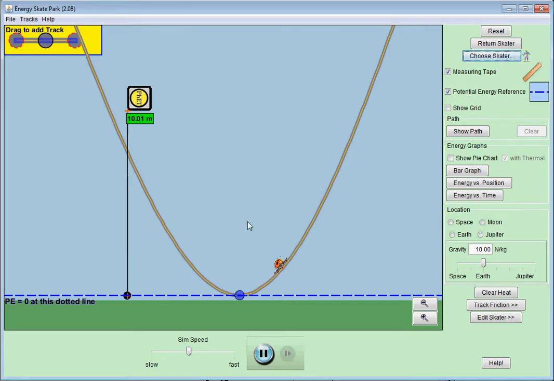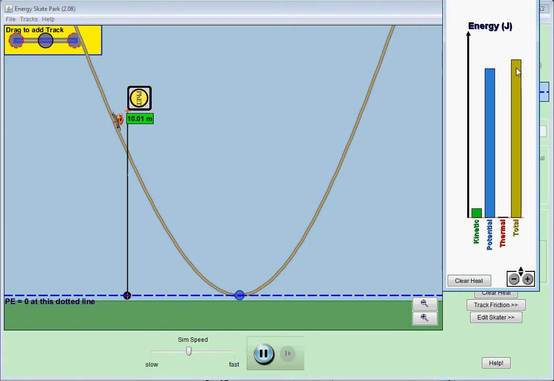Now we can look at the energy of this bug, the exchange of energy as it goes back and forth, by looking at a bar graph. The off color here is the total energy. The blue is the potential energy. The green is the kinetic energy. And if we had any thermal energy generated, this would be red. There is no thermal energy generated in this simulation right now because there is no friction.